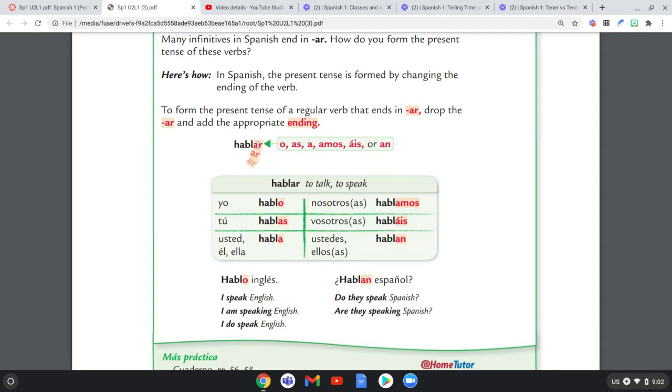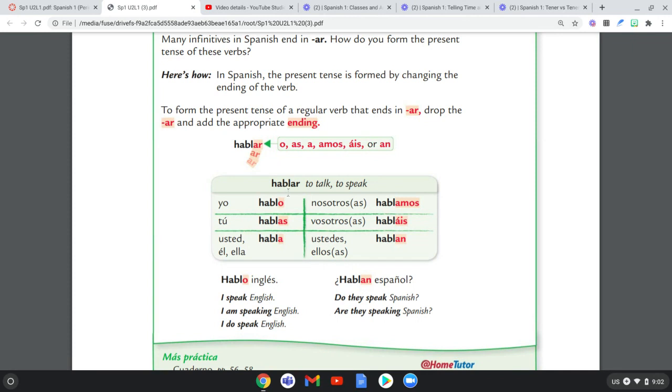And then instead of the AR, we're going to put either an O, an AS, an A, AMOS, AIS, or AN, depending on who you're talking about. So this is the filled out version. If I talk about myself, I'm always going to have an O. That's the number one rule. If you talk about yourself, your ending will always have an O.